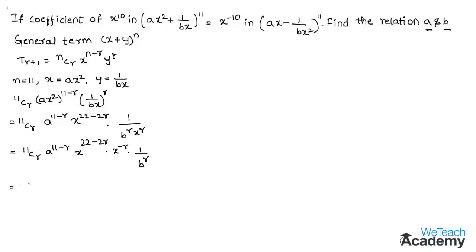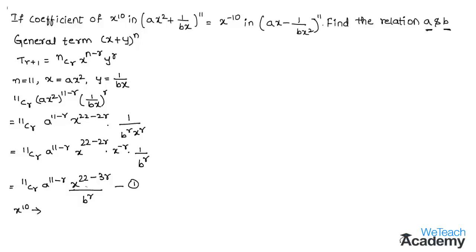So we know that when bases are equal, powers should be added. So by adding the powers of x, we get here 11Cr into a power 11 minus r into x power 22 minus 2r minus r, which would come as x power 22 minus 3r divided by b power r. And now let us consider this as equation 1. So first let us find the coefficient of x power 10.